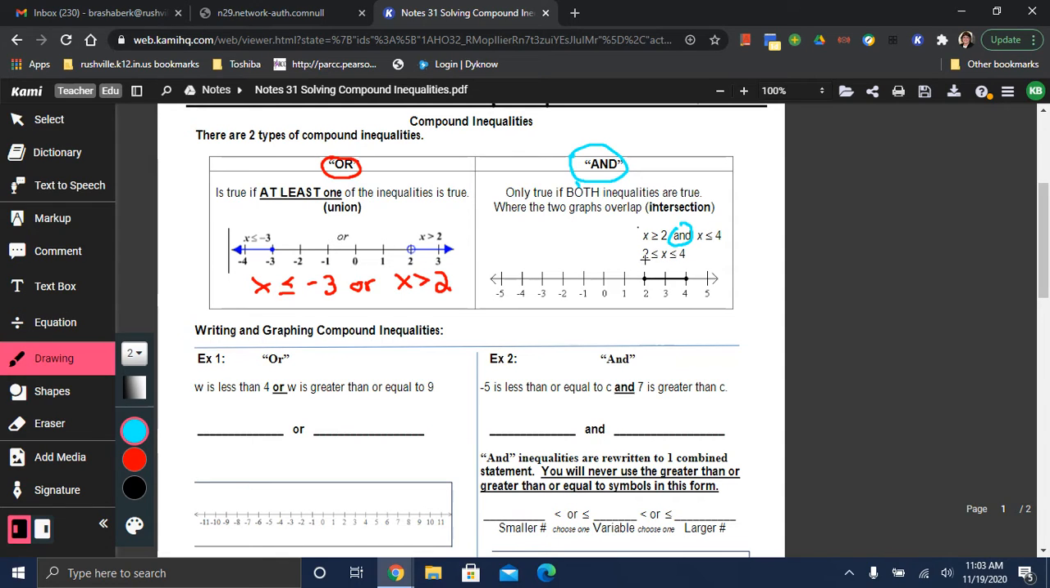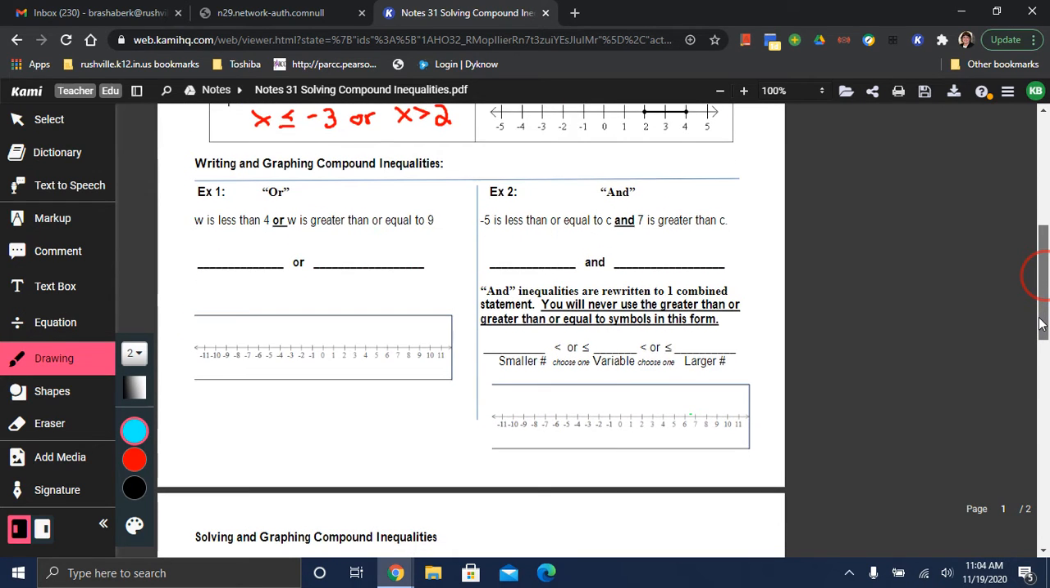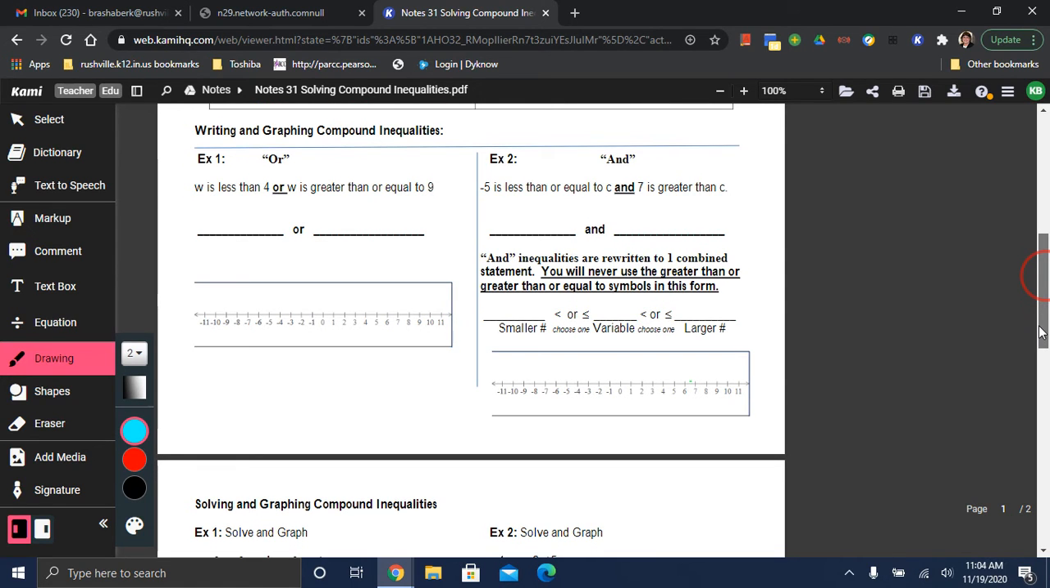And so we have a shortcut way of writing this where you can see your variable in between your two inequalities. And we're going to talk in a little bit about how to write it like this. But basically, I like to think of this as x is in between and including the 2 and the 4. This is what we call an and inequality. So we have a few examples to look at where you will be, first of all, writing and graphing, and then secondly, solving and graphing compound inequalities.